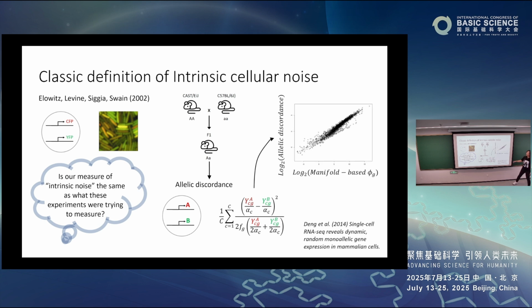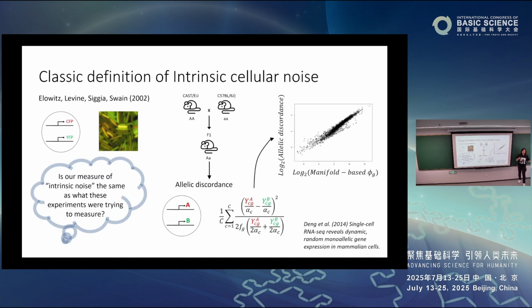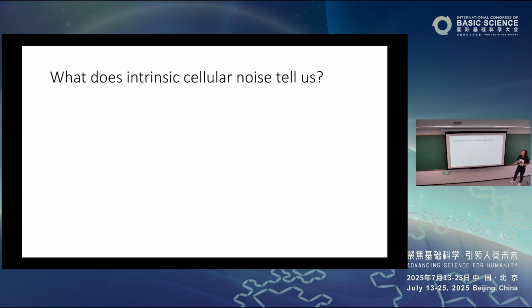And on this, we can compare our manifold-based estimate of gene level noise versus the allelic discordance, which is basically that classic definition, and we found that there is a high concordance, as expected. So that means that this manifold-based measure is another way to get at the intrinsic cellular noise that was defined in these classic experiments. Okay, so that is nice because we can connect it to these classic definitions.